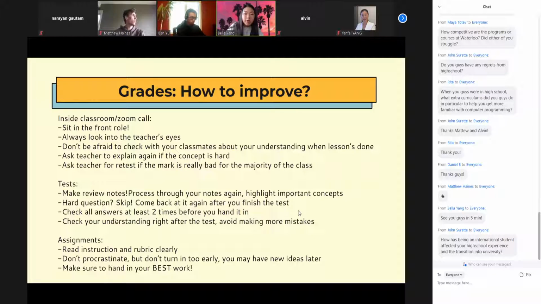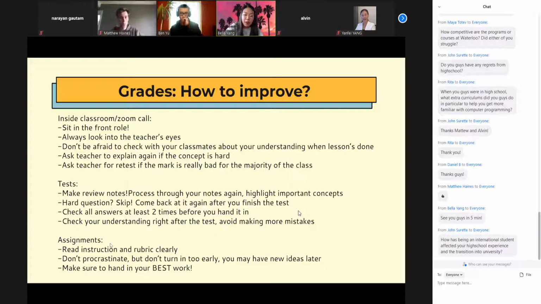Also check your answers at least 2 times before you hand it in. Sometimes you might be unconscious about your answer when you check it for the first time. So make sure to check it at least twice. And right after you hand in the test, make sure to check your understanding to avoid future mistakes.